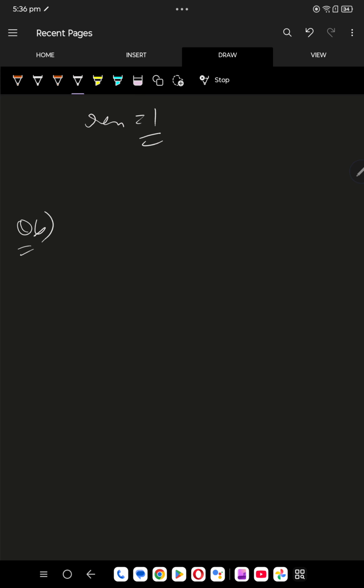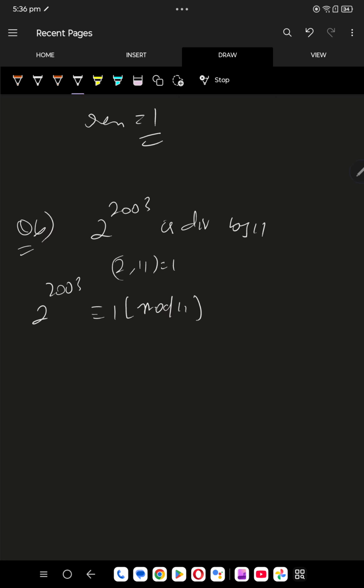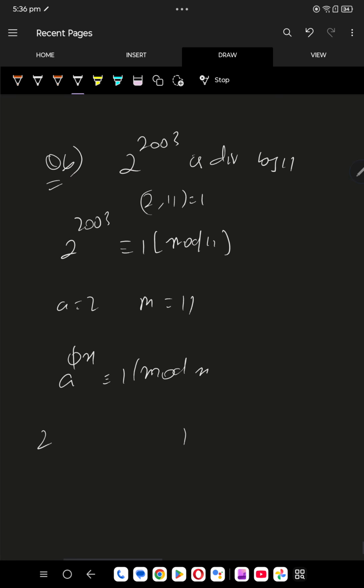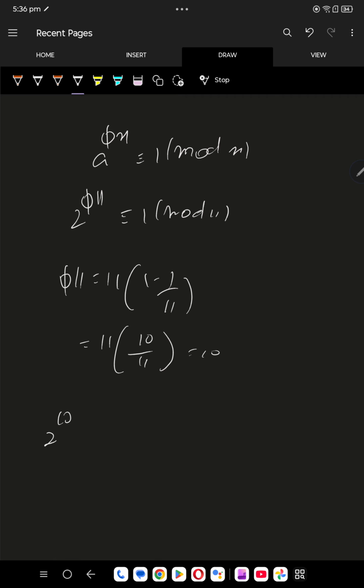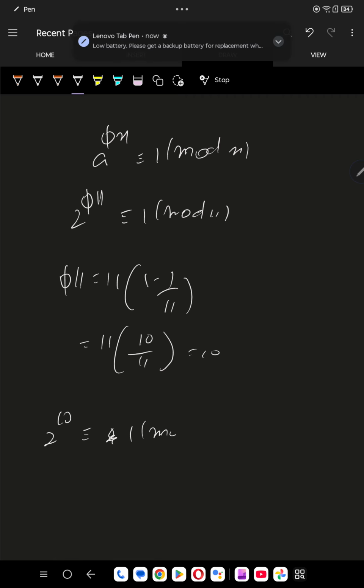Question number 6, if I'm not wrong. So 2 power 2003 is divided by 11. So 2 power 2003 is congruent to what mod 11, where GCD of 2 comma 11 is 1. And here a is 2 and n is 11. a power φ(n) is congruent to 1 mod n, and 2 power φ(11) is congruent to 1 mod 11. Just now φ(11) we found out: 11 into 1 minus 1 by 11, 11 into 10 by 11, so that is going to be 10. So 2 power 10 is congruent to 1 mod 11.